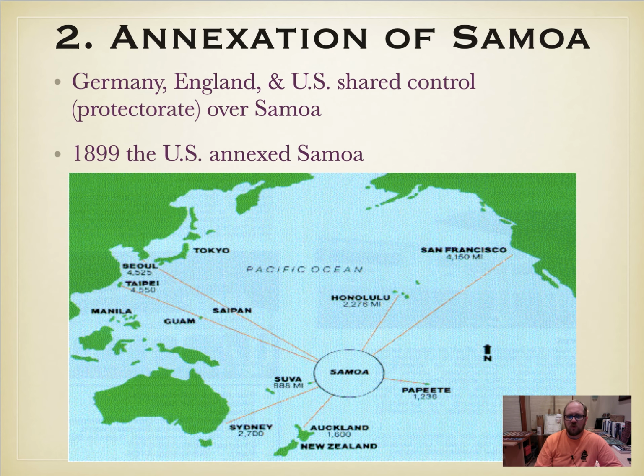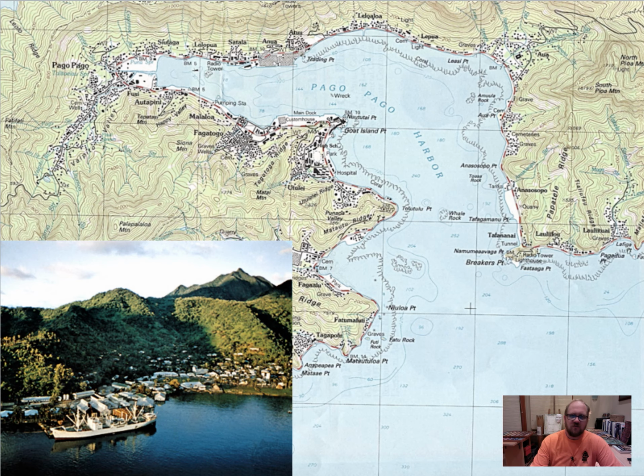We are also going to work out an agreement with Germany and England, basically to share control of the Samoan Islands. And in 1899, we'll annex Samoa, again, not so much for their beautiful beaches, but for their really nice natural harbor there that would help us, again, use as a coaling station and protection for our Pacific Fleet.